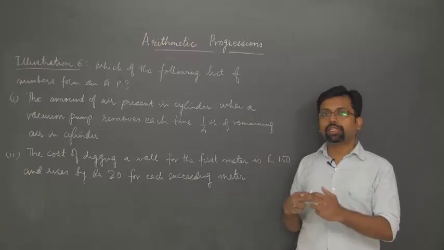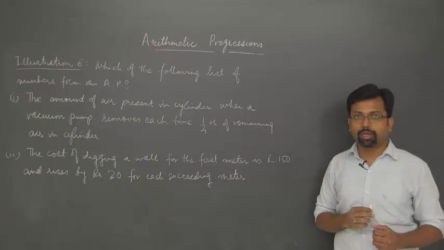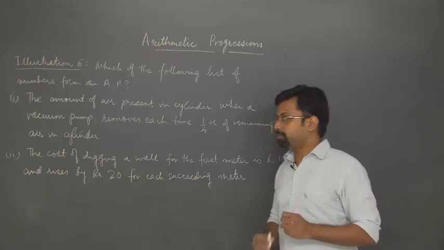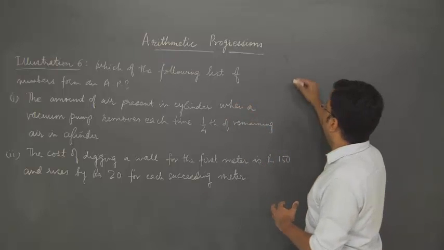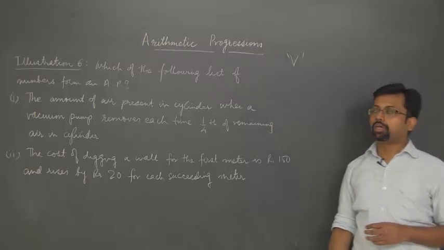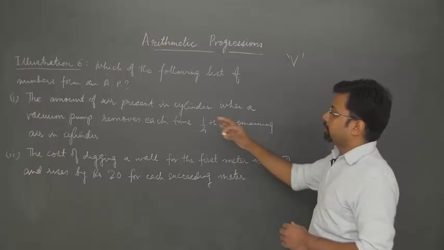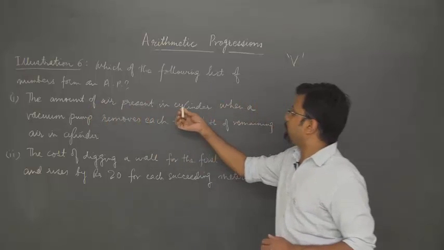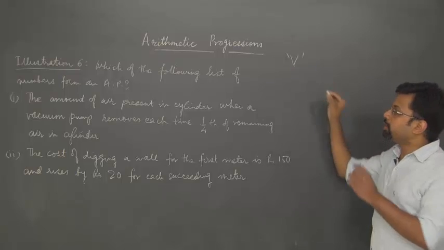And then we have to find out if the sequence of numbers that we obtain would be an AP or not. So let's see. When the cylinder is full of air, let the volume of air be V in the cylinder. So this is going to be the first term. V is the volume of air in the cylinder. So the amount of air present in the cylinder initially is V.